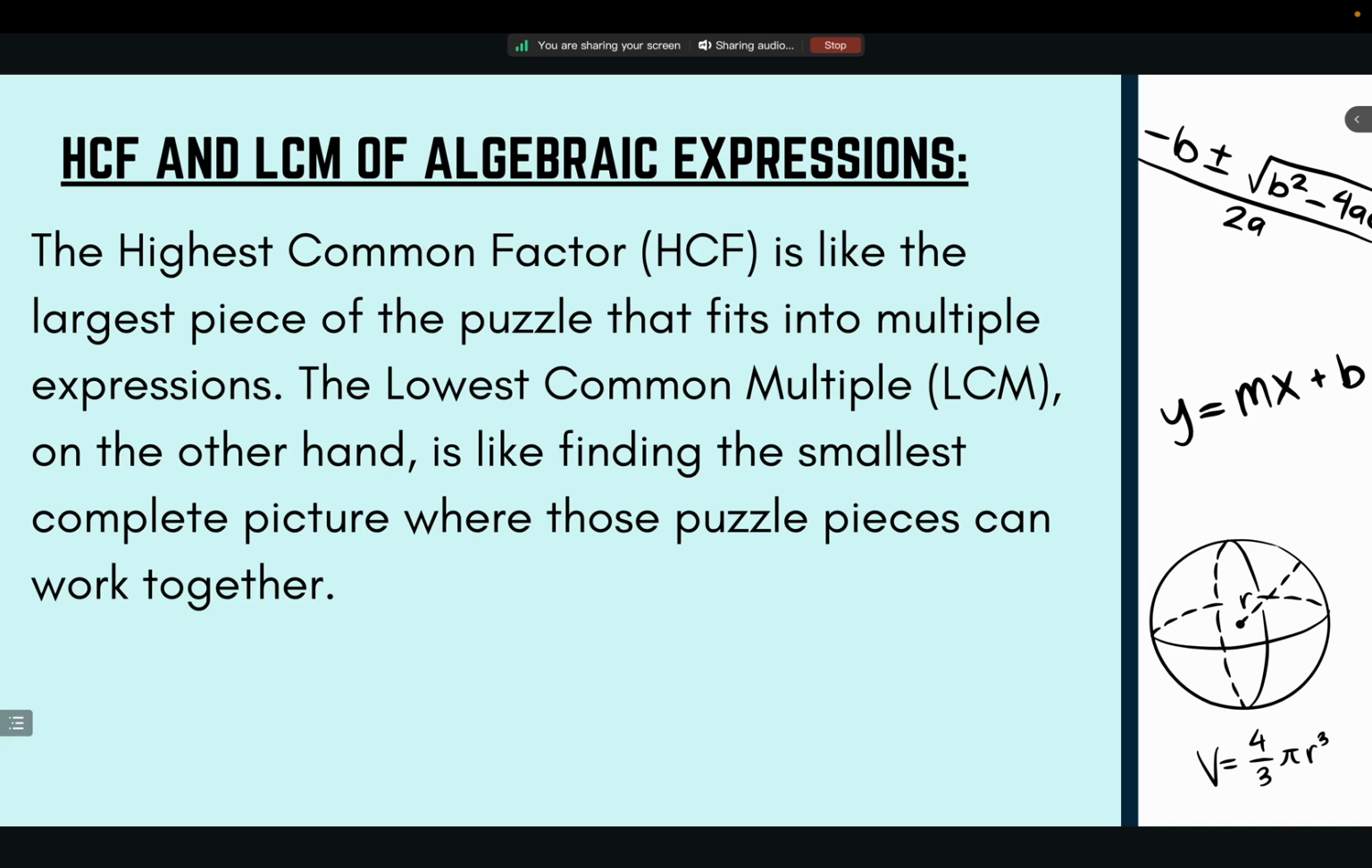The lowest common multiple, LCM, on the other hand, is like finding the smallest complete picture where these puzzle pieces can work together. Now we tried to put this in the simplest terms where everyone can understand. But if you didn't get this, don't worry, because now we're going to go deeper and move into examples to show what we mean.